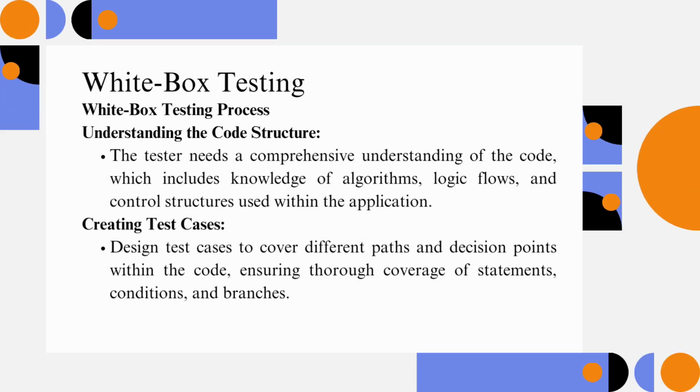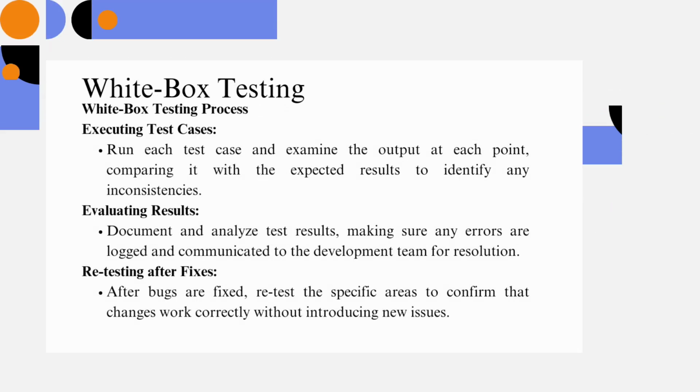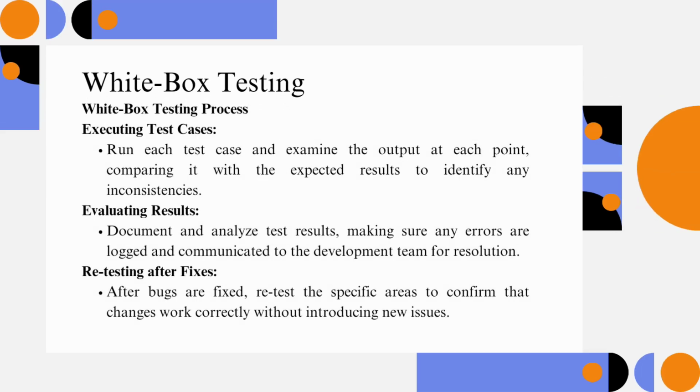White box testing process. Understanding the code structure. The tester needs a comprehensive understanding of the code, which includes knowledge of algorithms, logic flows, and control structures used within the application. Creating test cases. Design test cases to cover different paths and decision points within the code, ensuring thorough coverage of statements, conditions, and branches. Executing test cases. Run each test case and examine the output at each point, comparing it with the expected results to identify any inconsistencies.